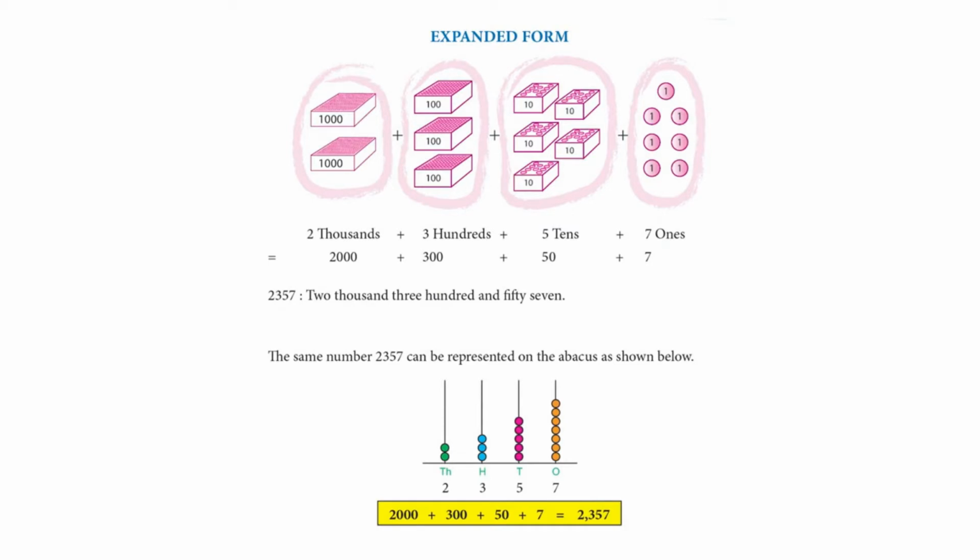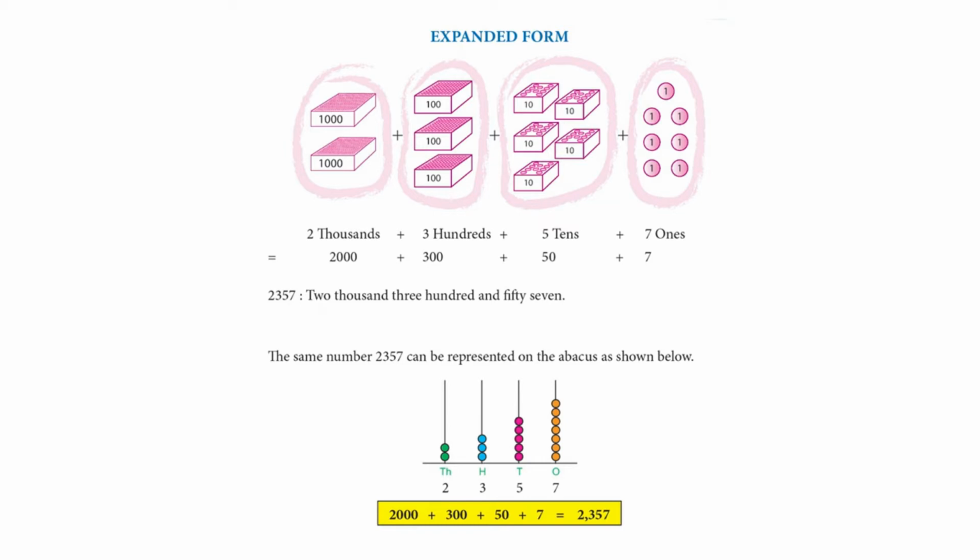You can see the expanded form of 2,305 and that is 50 and 7. So, 2,357, that is how we do the expanded form when it is a 4 digit number. As you look down, you can see the abacus for the same number 2,357.